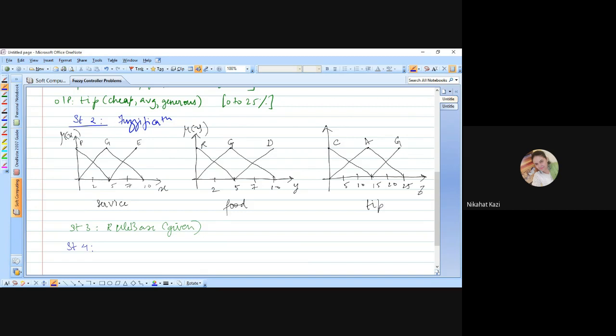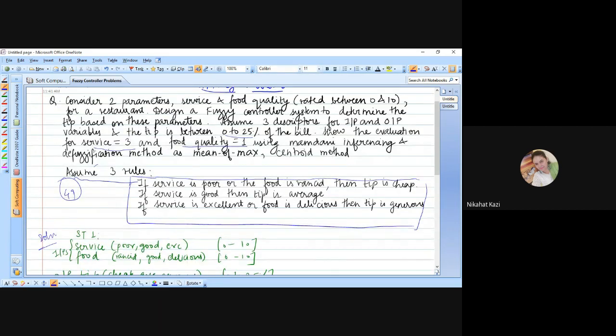Step 4 is rule evaluation. Directly we will evaluate the rule for the given inputs. What are the inputs given to us? The inputs given to us is service is 3 and food quality is 1. So for these inputs, we have to find out which rules are going to fire. Out of these 3 rules, which of the rules are going to fire? Okay. And then we have to compute the tip using these two methods, that is mean of max and the centroid method.